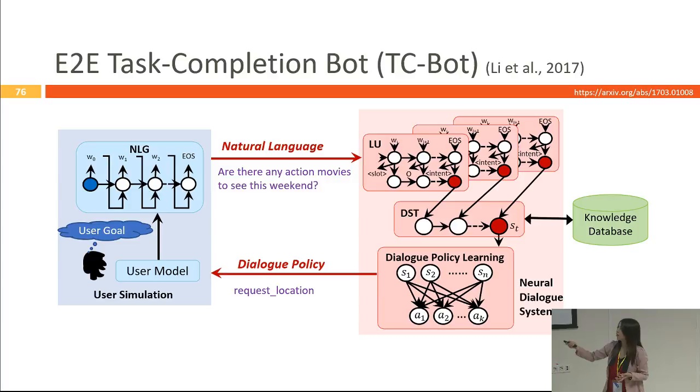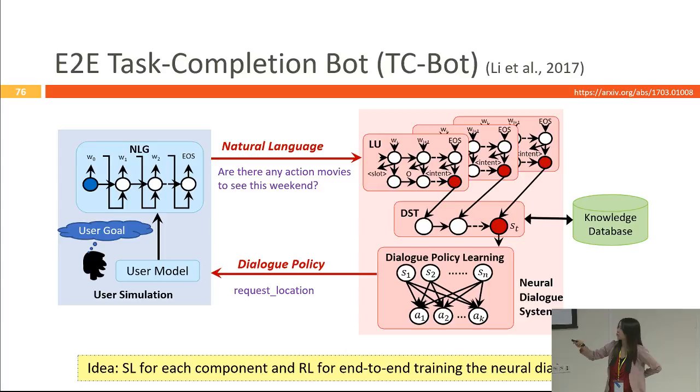And then we can apply any type of reinforcement learning method to train the whole component, all components here, especially the dialogue manager. So the idea is we use supervised learning to train these small components and then enable reinforcement learning for end-to-end training.